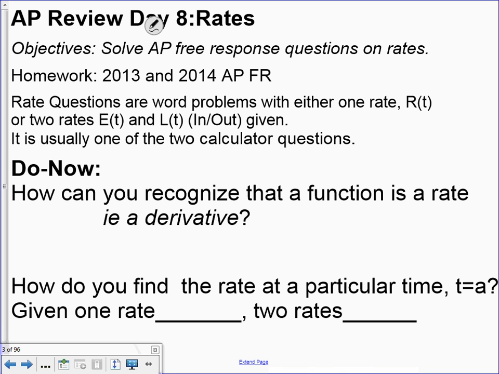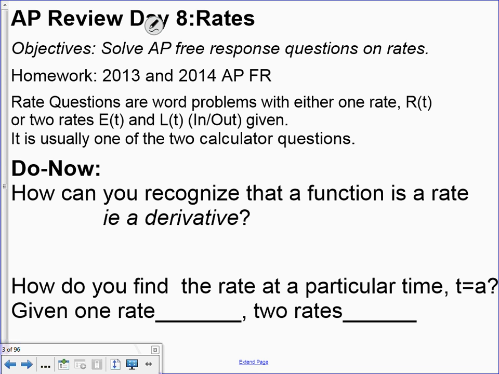But okay, well, rate problems on the AP exam, the good news is that they tend to be calculator questions. And the rate problems are word problems. They either involve one rate, which I'll call R of t, or two rates, a rate in and a rate out. But something's changing. And the way you know that a word problem is really a rate problem is that something will be changing. They won't say something's a derivative. They'll just say, let this be the rate at which something's changing. What are you going to notice about its units?